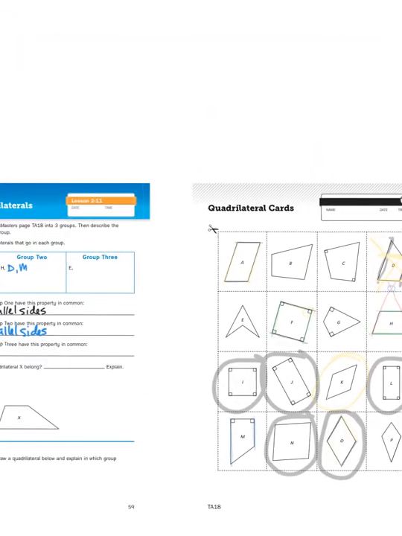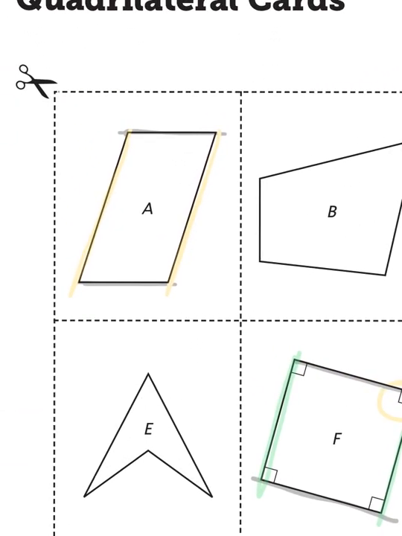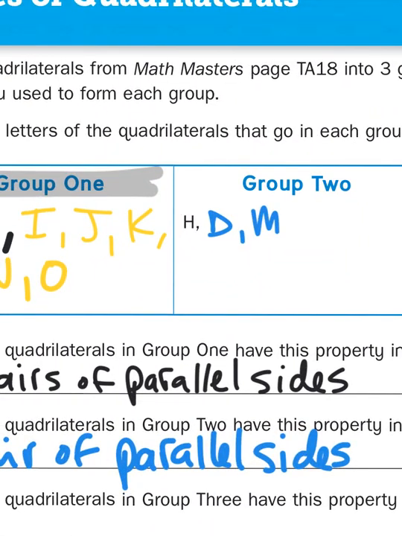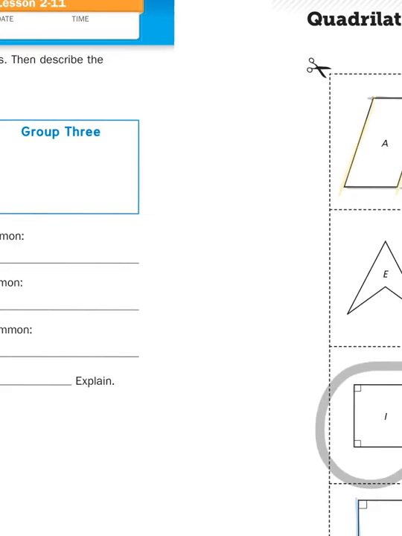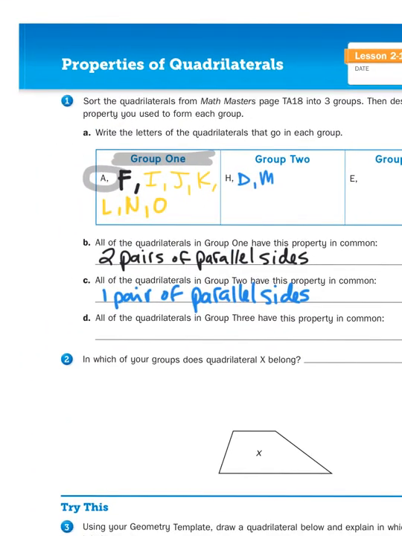Now, something to ponder. Would A fit into that category too? Well, when I look at A, I see that it has two pairs of parallel sides. But technically speaking, we could say that it also has one pair of parallel sides, at least. As a qualifier for being part of this group, we can say that A has one pair of parallel sides. It also has two pairs of parallel sides.